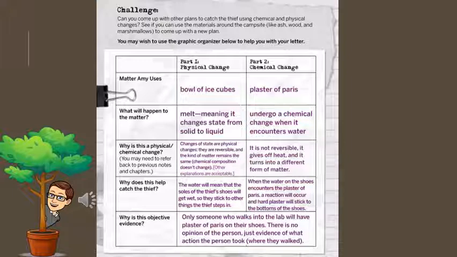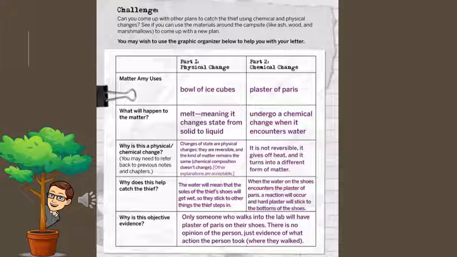Why does this help catch the thief? You can kind of put these in either box. The whole point, though, is that I want to hear something along the lines of the ice melts, so the thief's shoes get wet, and then the chemical change: when the wet shoes interact with the plaster of Paris, the plaster sticks and it starts to harden, like a tracker on the bottom of their shoes.